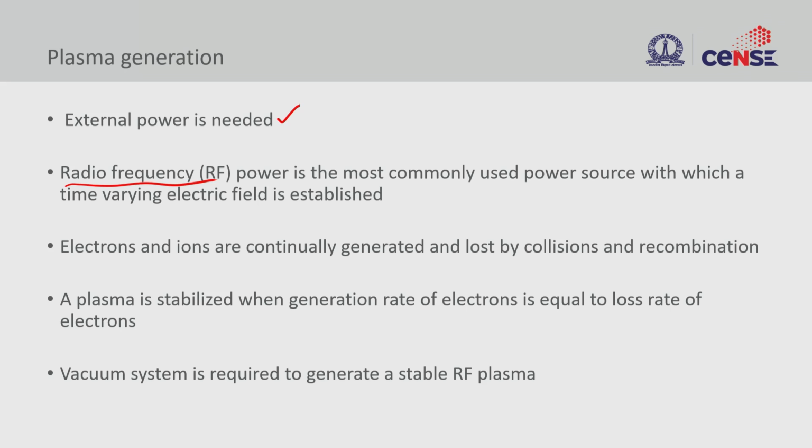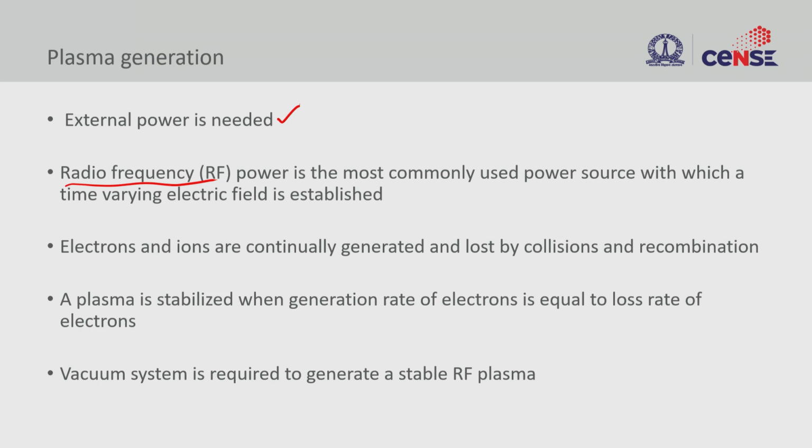We generate electrons and ions continuously, and they are also lost continuously because electrons and ions can react and collide, and some subsequent reactions could take place. So we are continuously generating and losing. In order to sustain or stabilize a plasma, the generation rate should keep up with the loss rate. You need a slightly higher generation rate than the loss rate so that you can sustain it. You can have equal rates as well, which will also sustain the plasma.